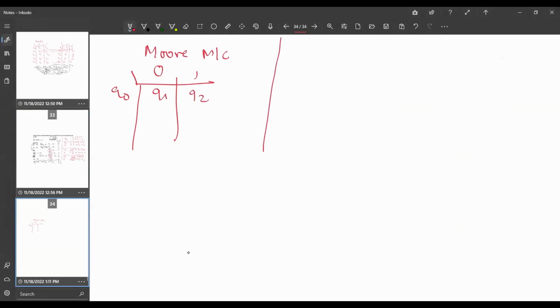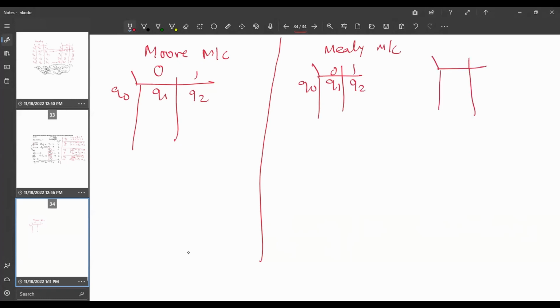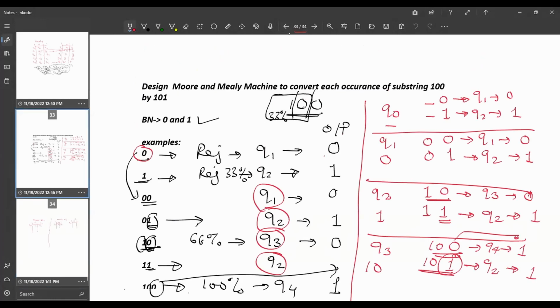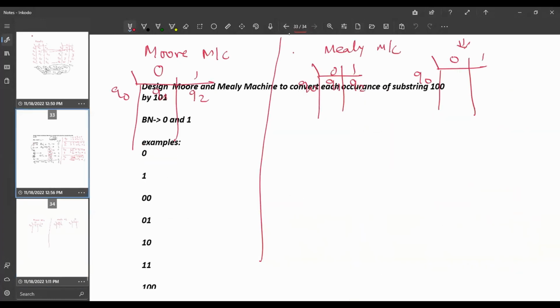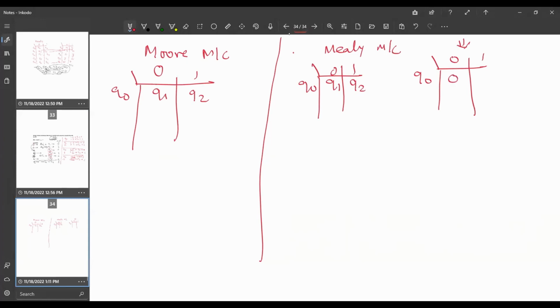Now we will write down the table for the Mealy machine also. Q0 on 0 is going to Q1, and on 1 it is going to Q2. Here we are going to write the outputs for the Mealy machine. So what are the outputs of Q1 and Q2 that we have to write? Q1 output was 0 and Q2 output was 1.